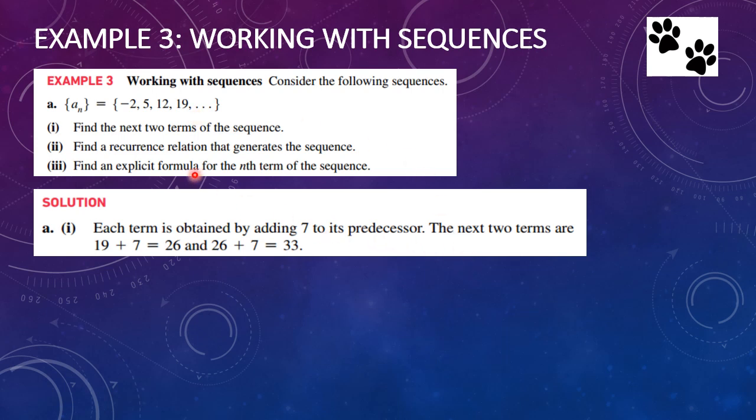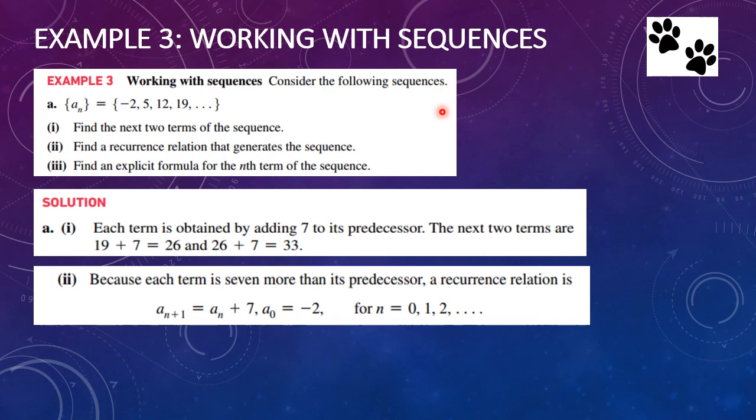Now we have to find a recurrence relationship that generates the sequence. Remember, for a recurrence relationship, we identify the first value, which is a sub 1, which is here, negative 2. And then we have to figure out what's going on. So we know that a sub n plus 1 equals the previous member, which is a sub n, plus the 7 as we saw in this. So that one's actually pretty straightforward too. Here we have a different initial starting point because a sub 0, or the first term, is actually negative 2.